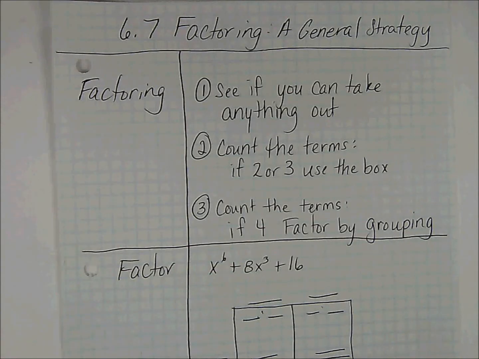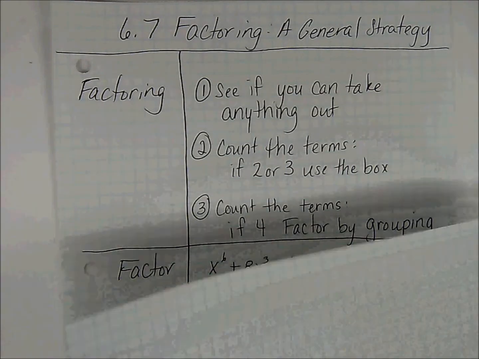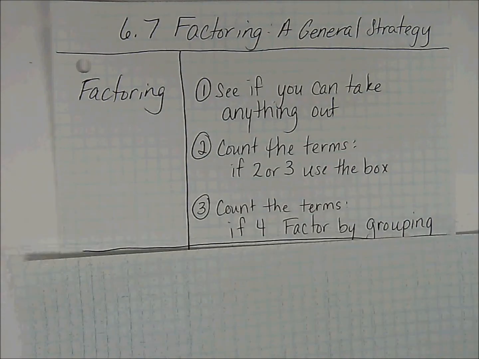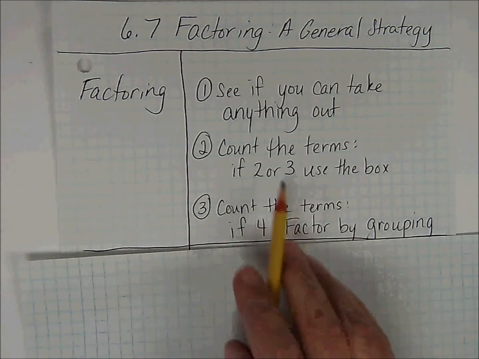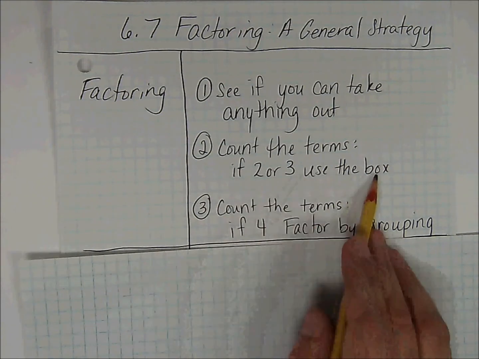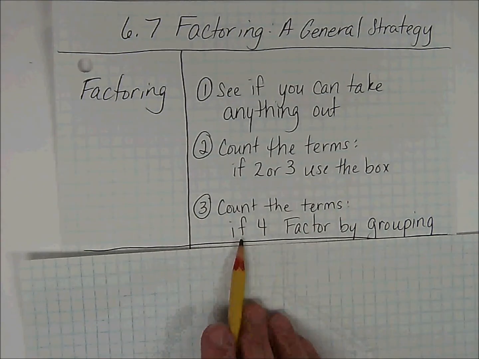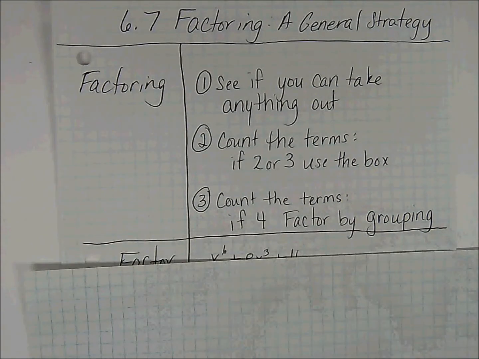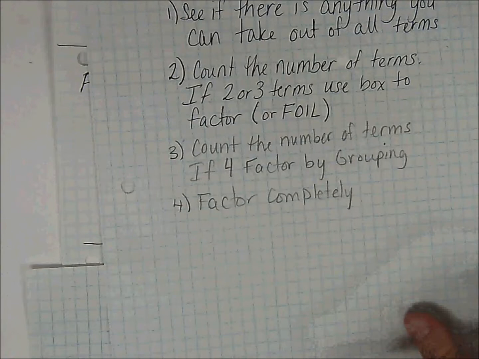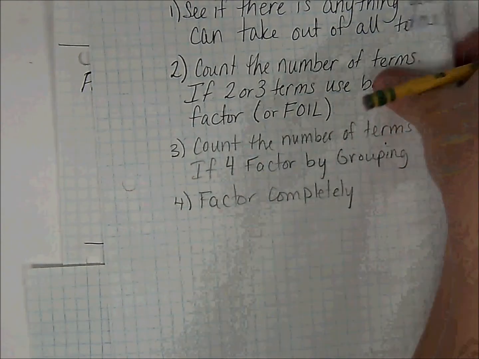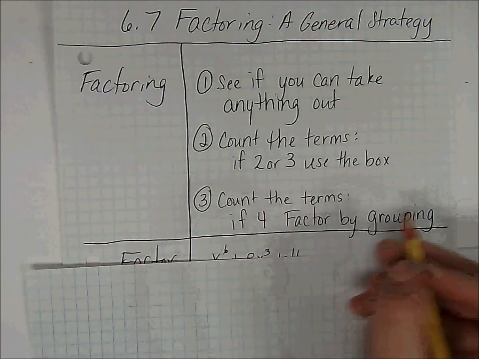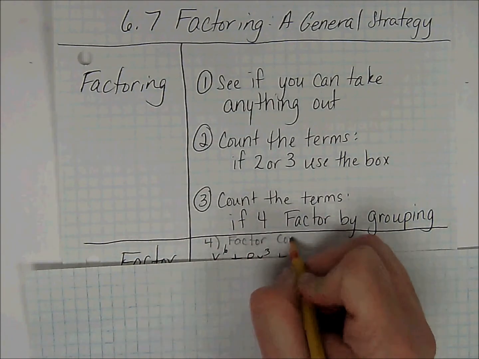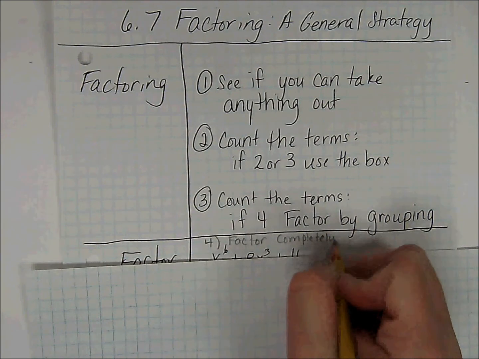All right, so we have factoring in general. And what we did so far is we've done: see if you can take anything out, count the terms, 2, 3, use a box, count the terms, if it's 4, use the grouping, and then I forgot to write in here step number 4, and the step number 4 is factor completely. So I'm going to add that right in here so that we have them all together, factor completely. So let's go ahead and practice some factoring.